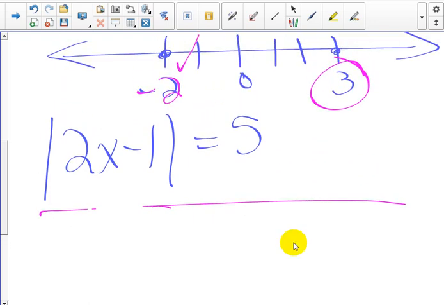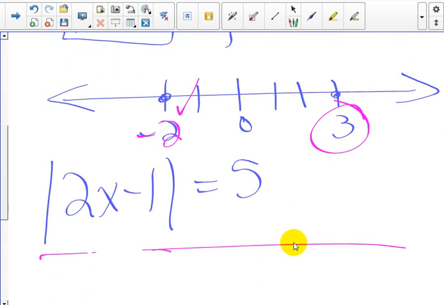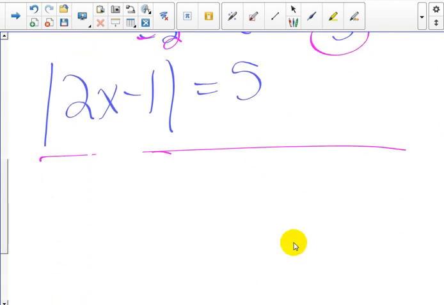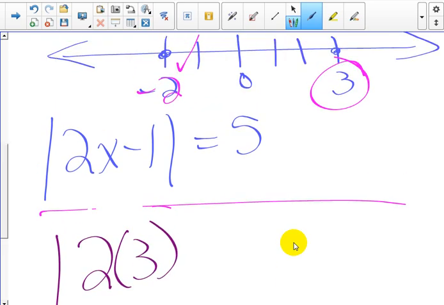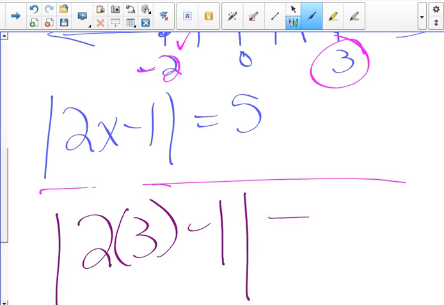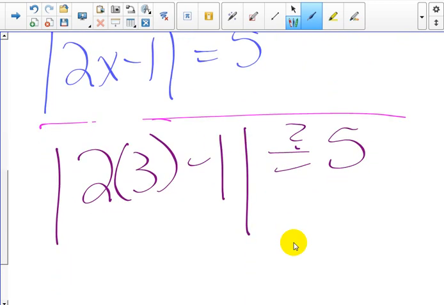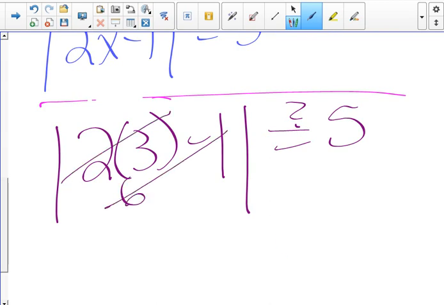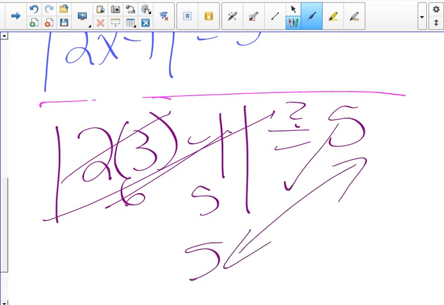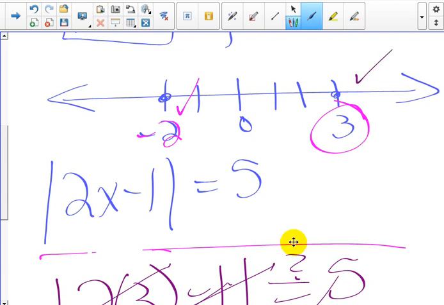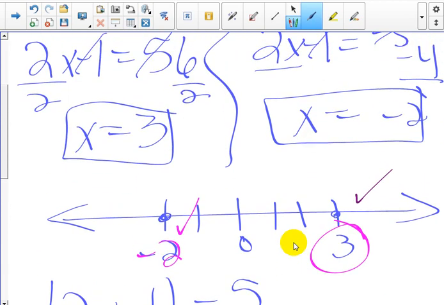Now let's do the same for 3. So now we've got 3. So does absolute value of 2 times 3 minus 1 equal 5? So 2 times 3 is 6. 6 minus 1 is 5. Absolute value of 5 is 5. And 5 equals 5. So yes, it checks out also. So we can say without a doubt these two answers. Oh, I did them backwards. These two answers are correct. Okay, so 3 and negative 2.